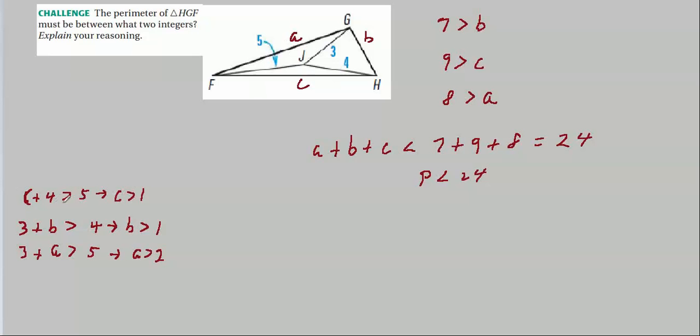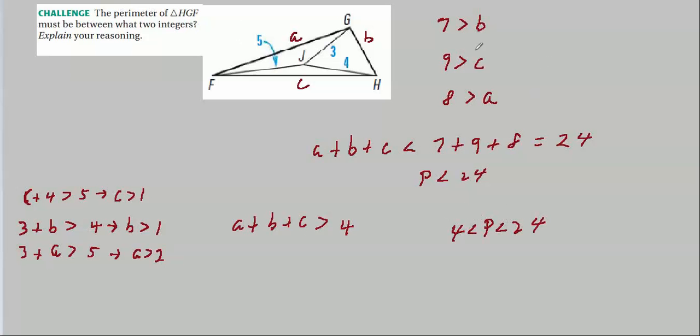And what does this say? Well, this says that a plus b plus c is greater than 1 plus 1 plus 2, which is 4. So it's less than 24 and greater than 4. Or we could write now that our perimeter is greater than 4 and less than 24. I think that's what they asked, wasn't it? Yeah, between what two integers? So the perimeter will be between 4 and 24.